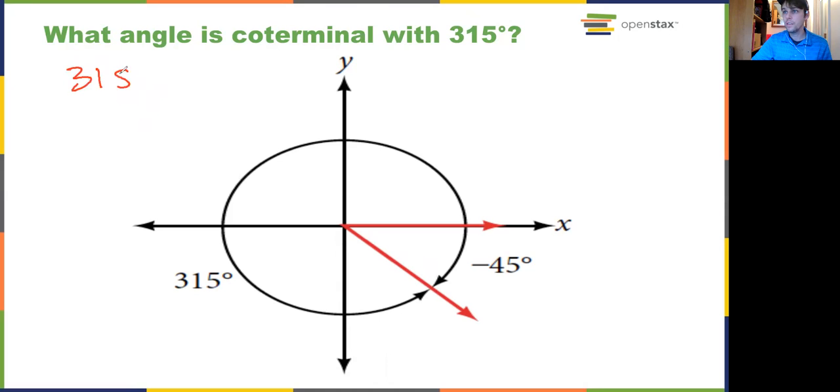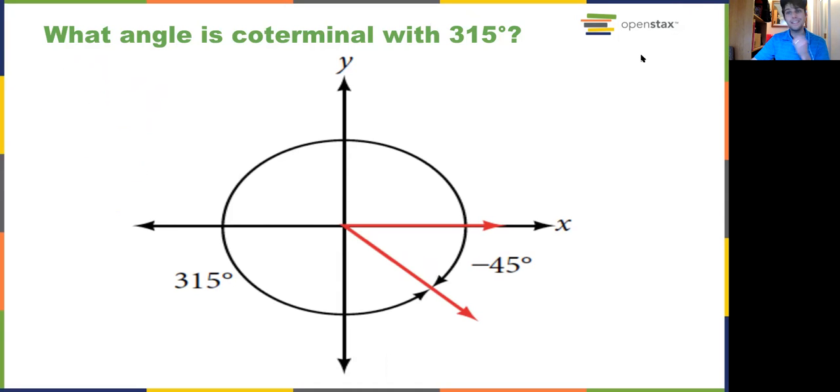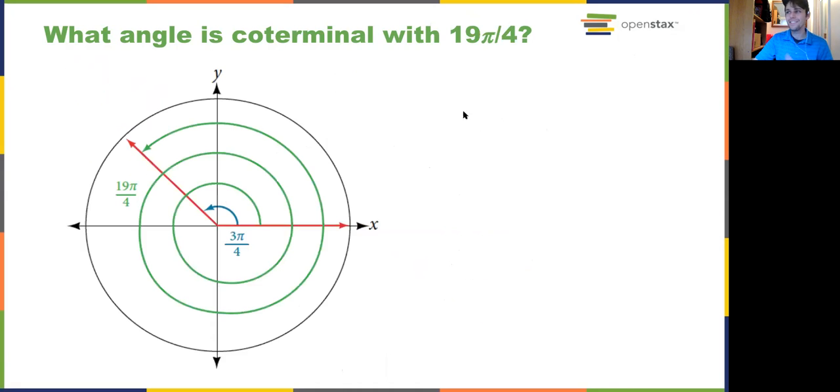So 315 plus a rotation, so plus 360, would be 675. That would be another coterminal angle here. It would end in the same spot. Silly me. All right, so this one here: what angle is coterminal with 19 pi over 4?